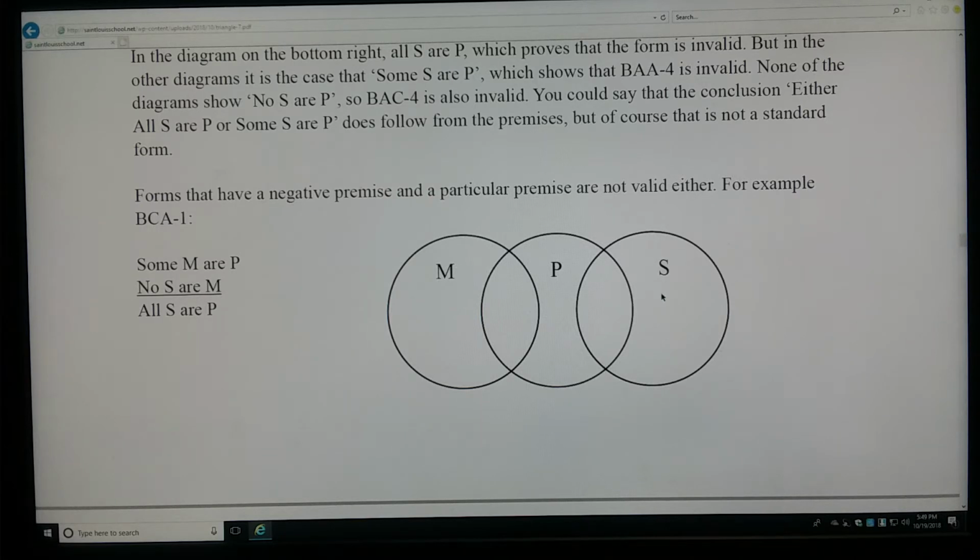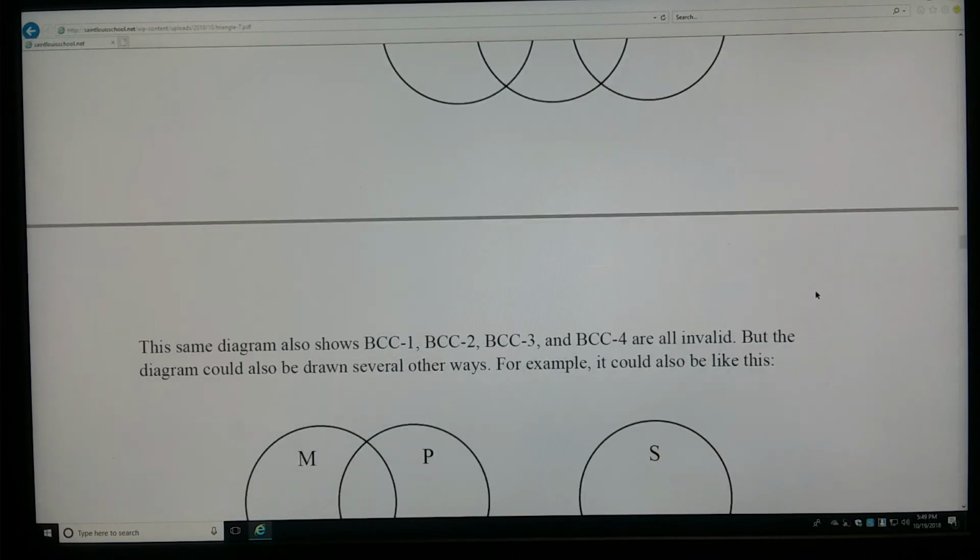But our diagram shows that actually only some S are P. So forms that have a negative premise and a particular premise, those are not going to be valid. And this is just one example of that. There could be many of them.